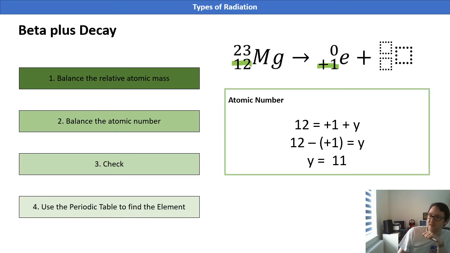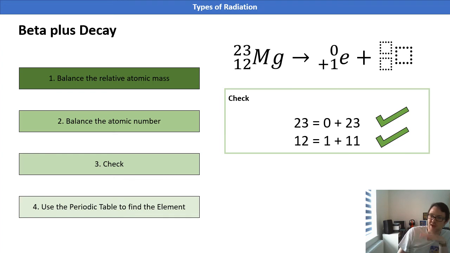So whatever the element is, in fact, let's do our check before we do that. So checking the relative atomic mass and making sure we're happy with that. So 23 is equal to 0 plus 23. Yep, spot on. And checking our atomic number, 12 is equal to plus 1 plus 11. Yep, I agree with that. So we've got those two correct. Beauty of physics, you can always check you've got your answers correct in the exam.